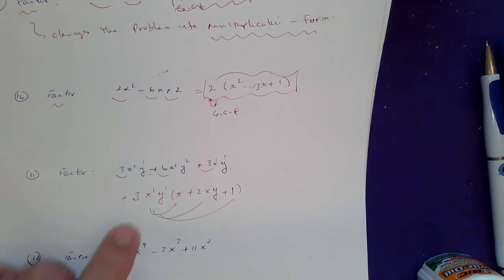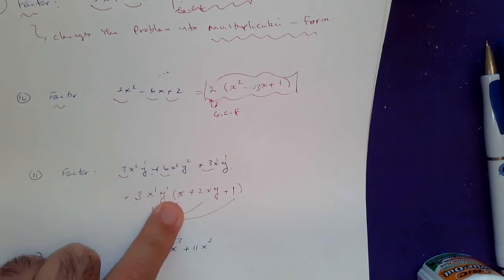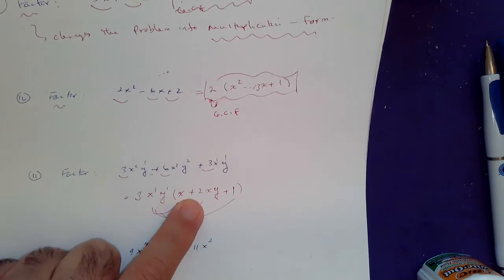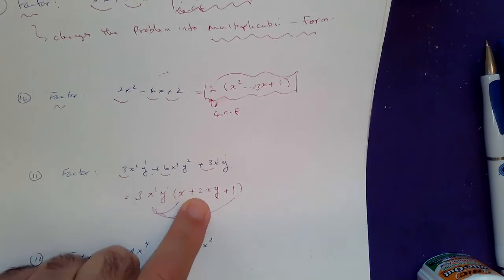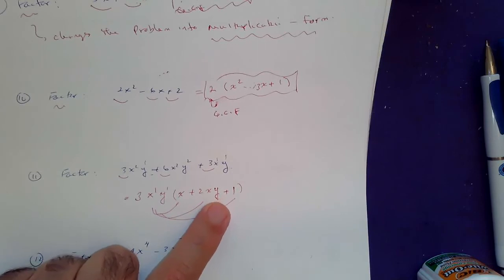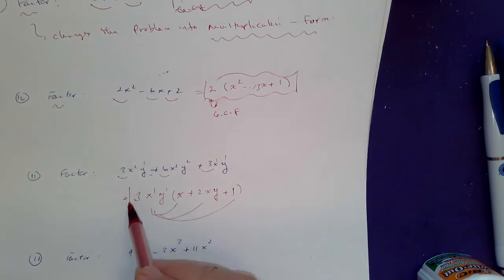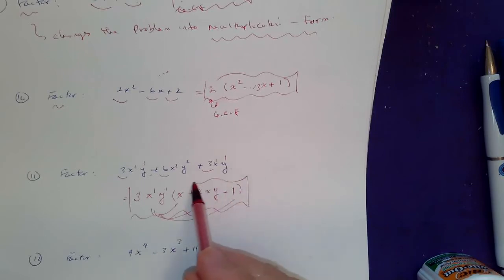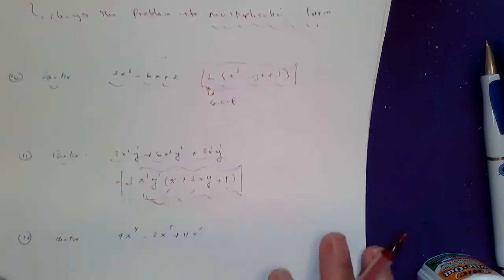In other words, if I distribute this GCF by these guys, God willing, I should get my original statement back. And I think I do, because that would give you 3x squared y. This gives you 6 what? X squared y squared, and that would give you 3xy. So there you have it, and that's how you factor this trinomial.